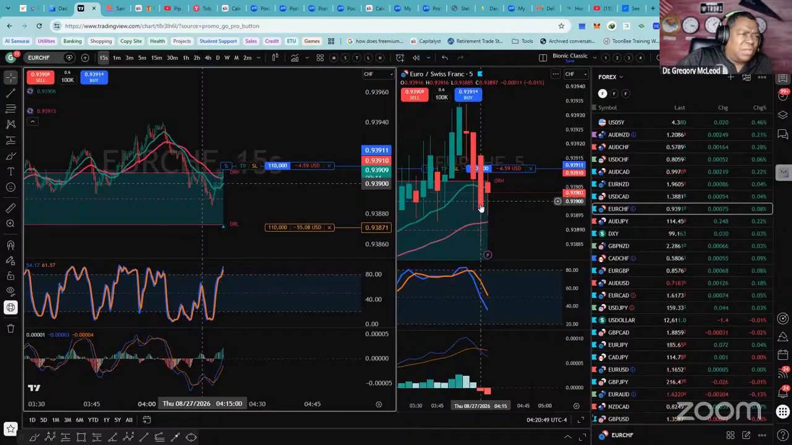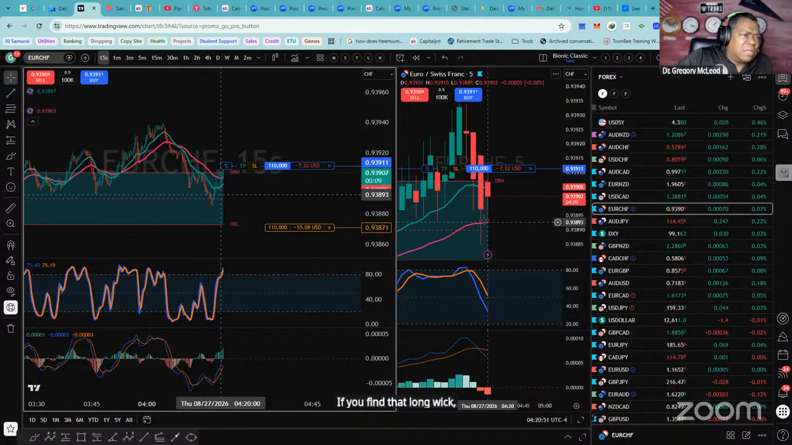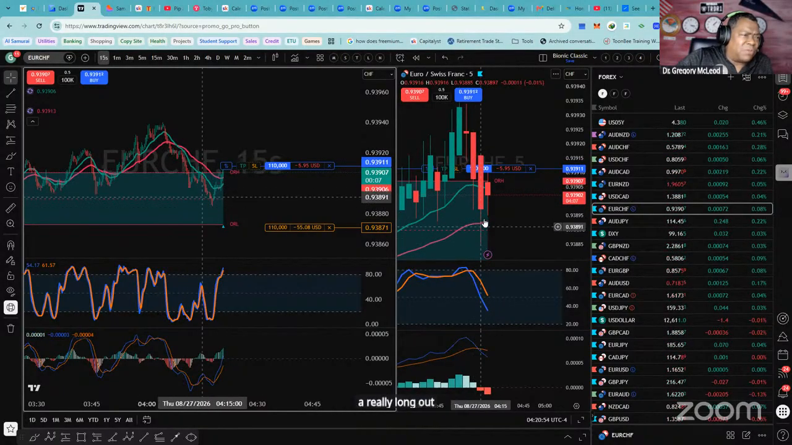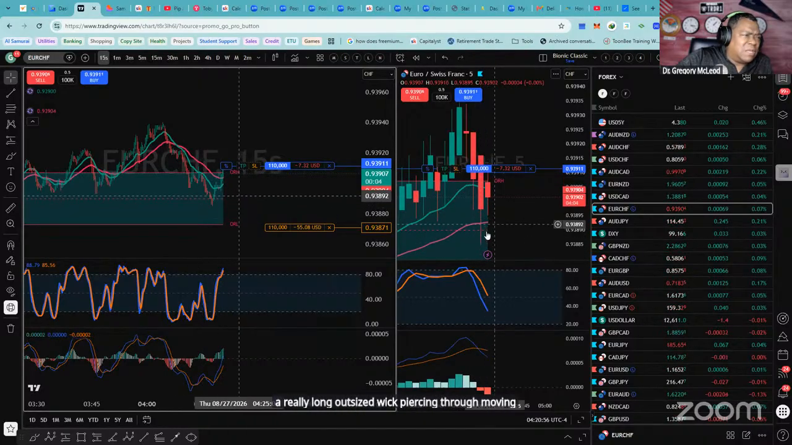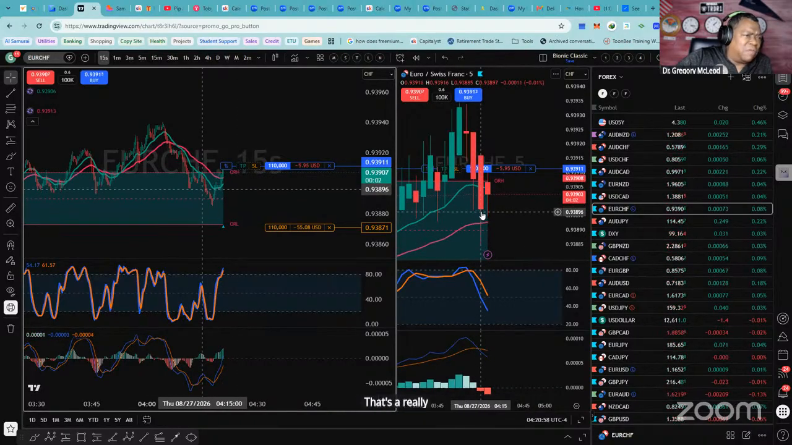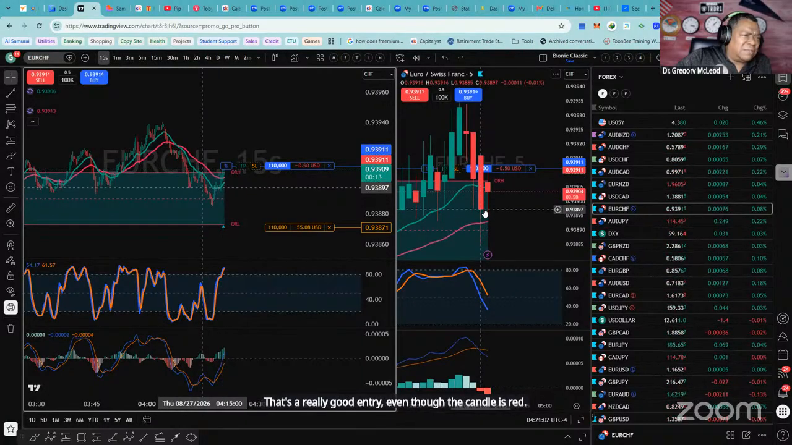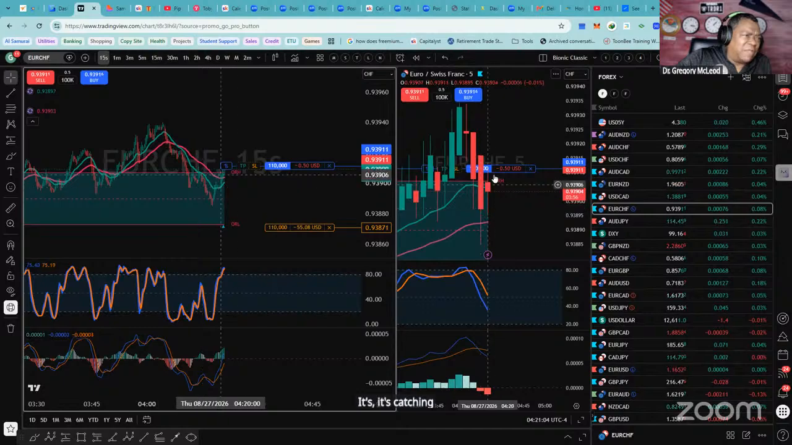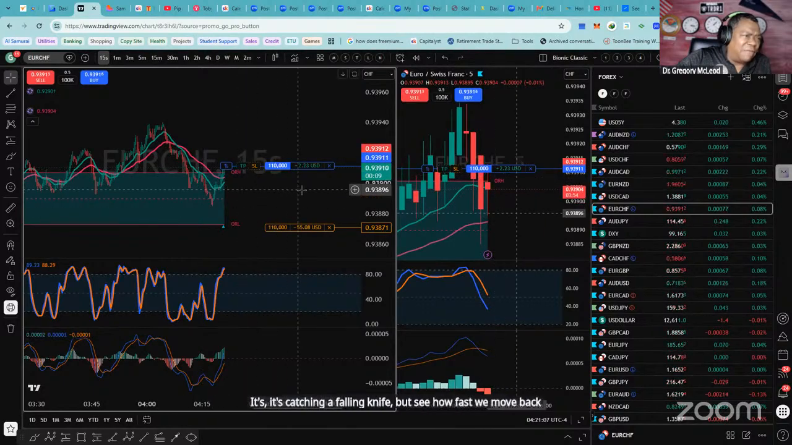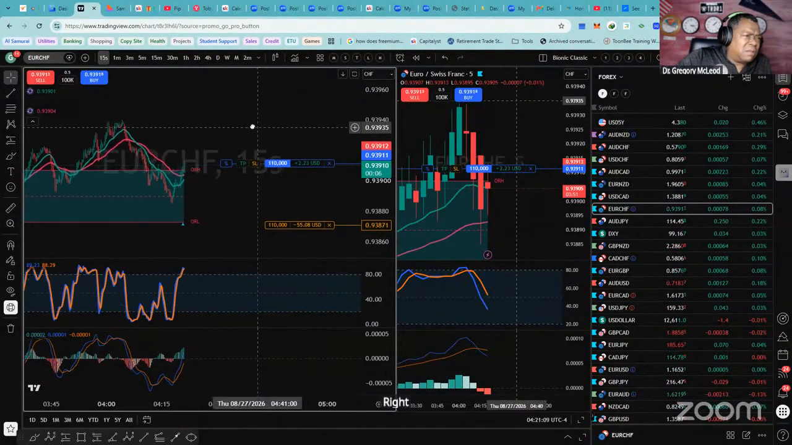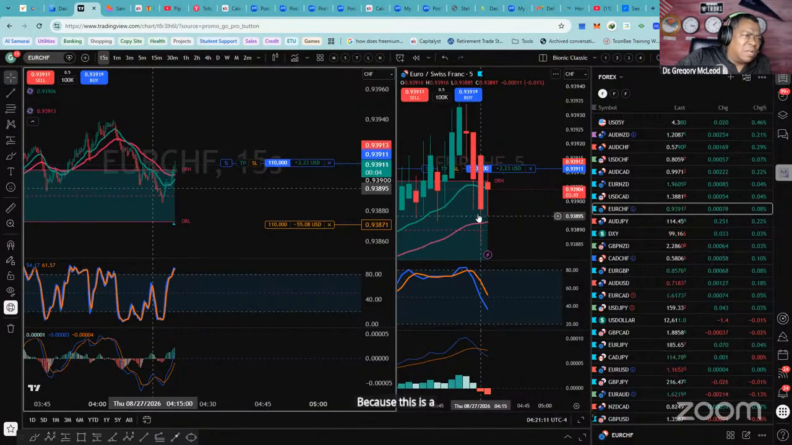If you find that long wick, that really long outsized wick piercing through moving averages, that's a really good entry, even though the candle is red. It's catching a falling knife, but see how fast we move back into profit, right? Because this is a reaction. This is where traders got too emotional.